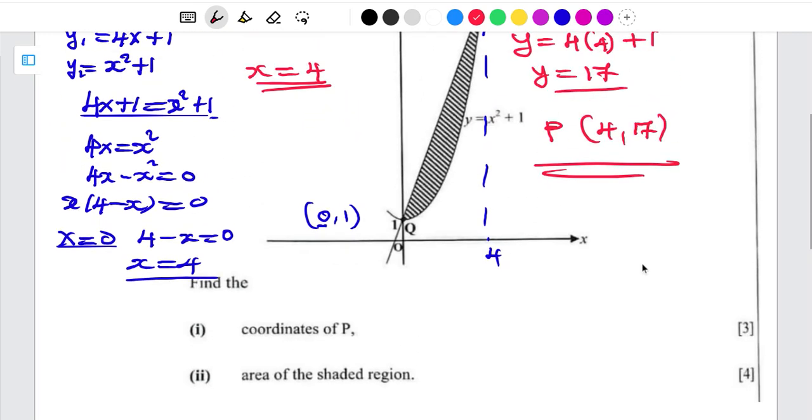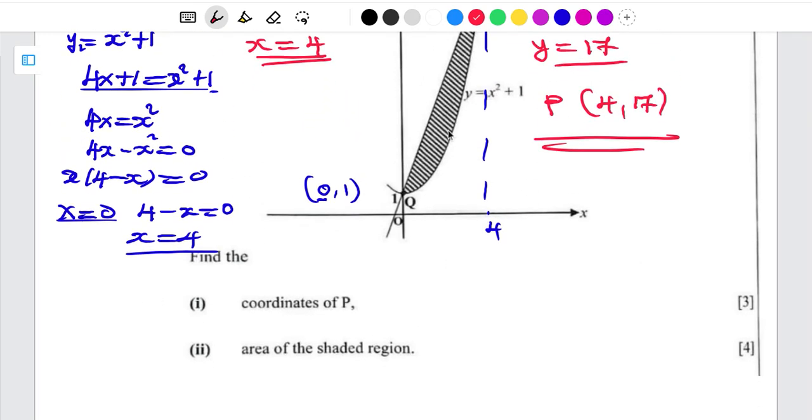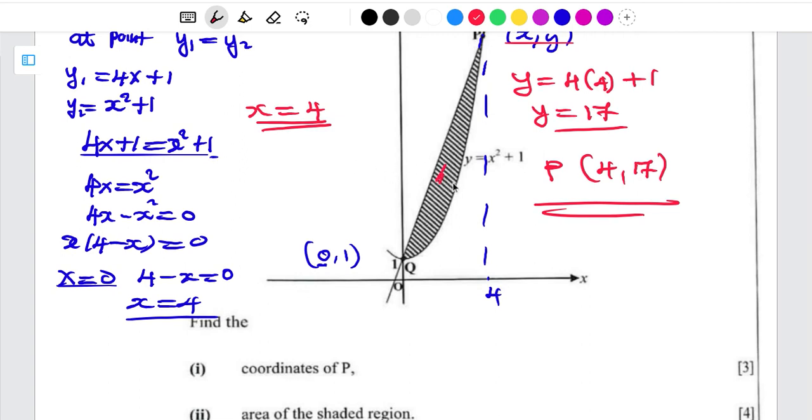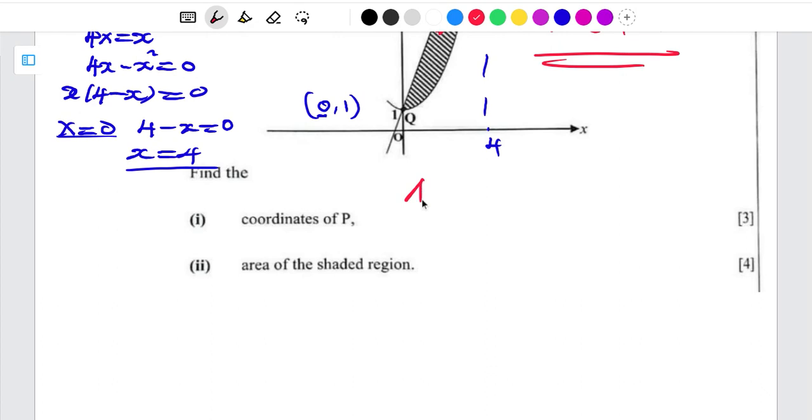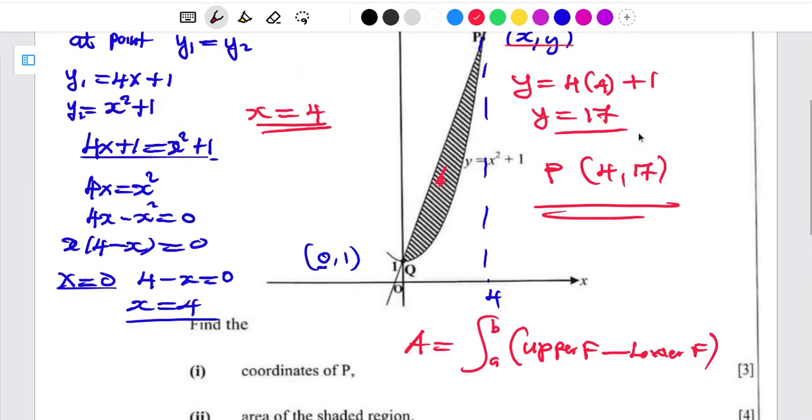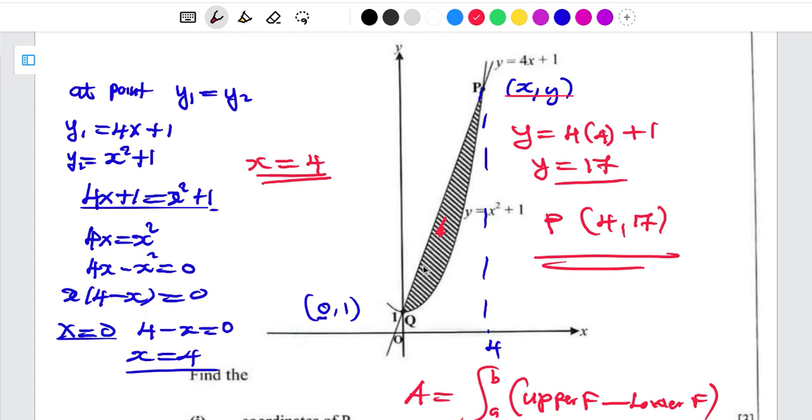Answering Roman numeral number 2, we are finding the area of the shaded region, which is this part here. So what is the formula? So area is equal to the limits, that is b, then a, then open bracket. So we're going to say the upper function. What I mean about the upper function, so let me just write upper f, then minus lower function, which is lower f. What it means here is this straight line here is on top of this line here, which is forming a curve.